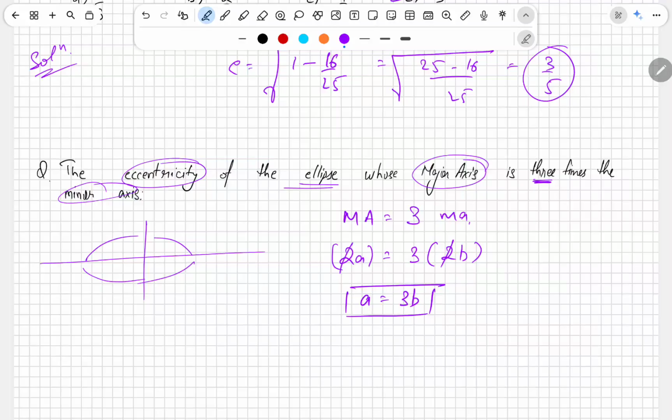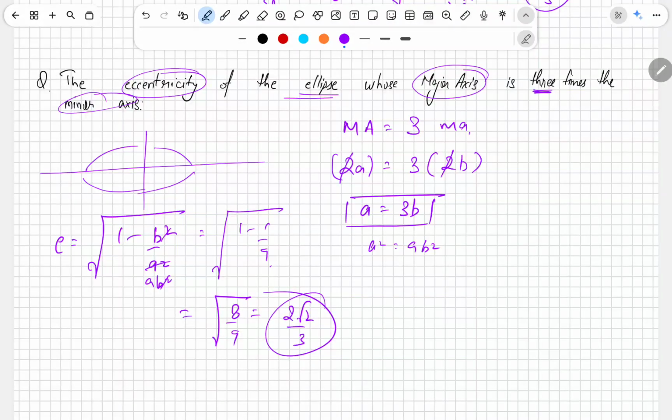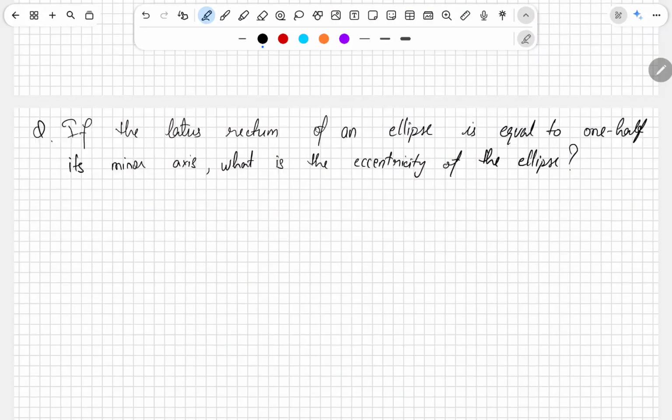Now we have to find eccentricity. Eccentricity says under root 1 minus small square upon big square. A square is going to be 9b square. Putting that value over here, b square cancels b square. I'll get 1 minus 1 upon 9, that is 8 upon 9 under root. It will be 2 root 2 by 3. That is going to be the eccentricity.